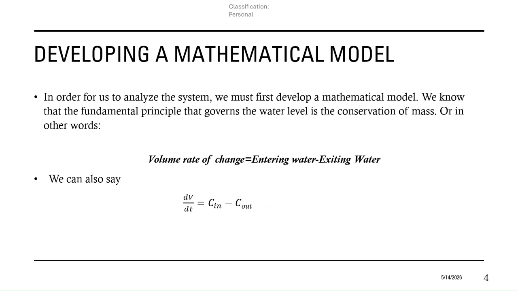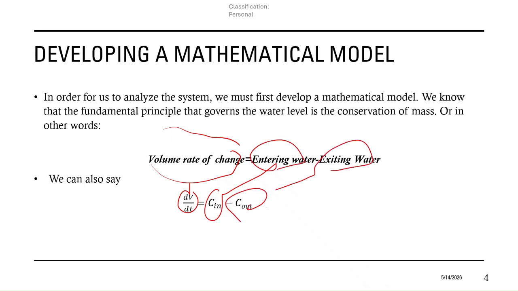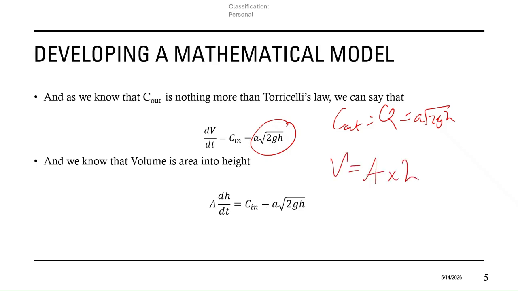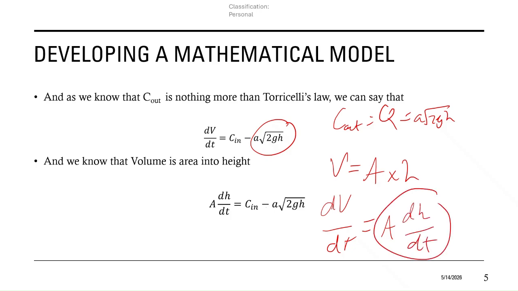We know that the fundamental principle that governs the water level is the conservation of mass, or in other words, the volume rate of change, which is a derivative, equals Cin, which is the entering water, minus Cout, the exiting water. And as we said earlier, we know that Cout is equal to Q, which is equal to A times the square root of 2gh, which is why we put this here. And the volume is area times height, V = A times H. So if I were to take the derivative of both sides, dV/dt is equal to A, which remains constant because it does not change with time, times dH/dt. So I can substitute this into here.